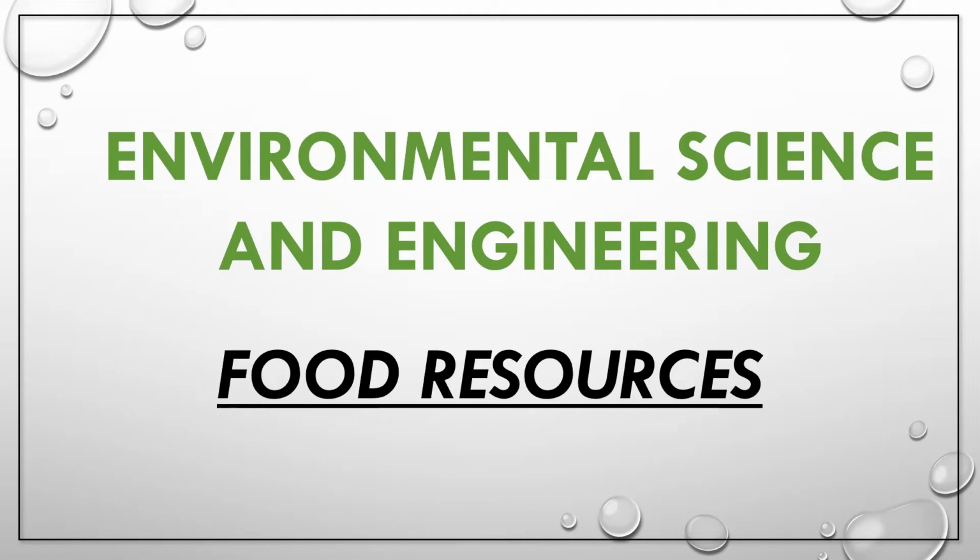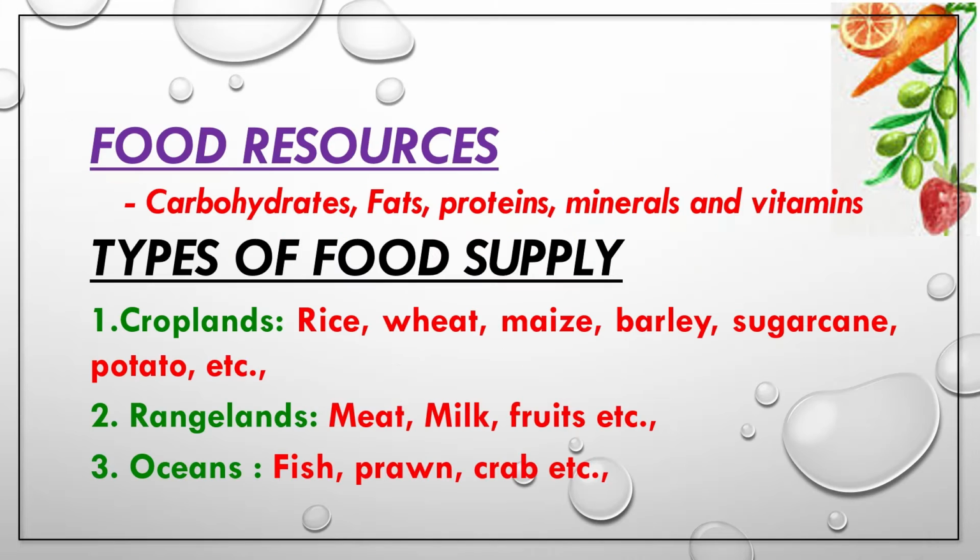In this video, we are going to see the topic food resources from the subject environmental science and engineering. For human survival, food is an essential requirement. Each person has a minimal food requirement. Carbohydrates, fats, vitamins, proteins and minerals are the main components of food. For food supply, humans have depended on three systems such as croplands, rangelands and oceans.